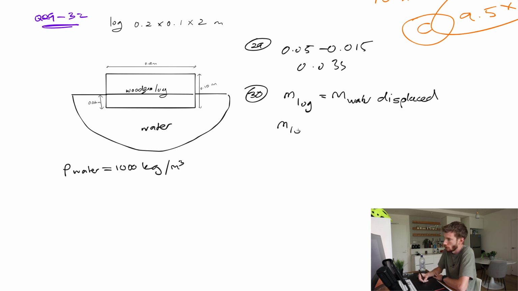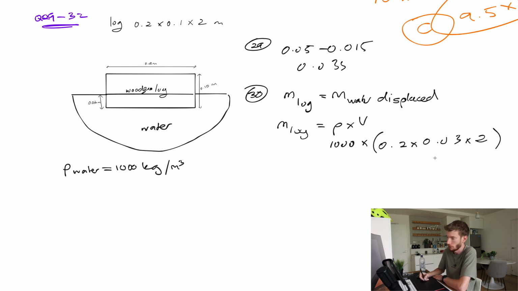So the mass of the log we don't know, but on this side we can work this out. This would be density times volume. And density was given as 1,000, and the volume we can work out, it's length by width by height, but only of the bit that is submerged. So the length is 0.2, the height is 0.03, and the depth of it was 2 meters, like this. Now again, you might be comfortable doing that calculation, but just to prove the point, let's do it in scientific notation. This would be 2 by 10 to the negative 1. This would be 3 by 10 to the negative 2, and that would just be 2.